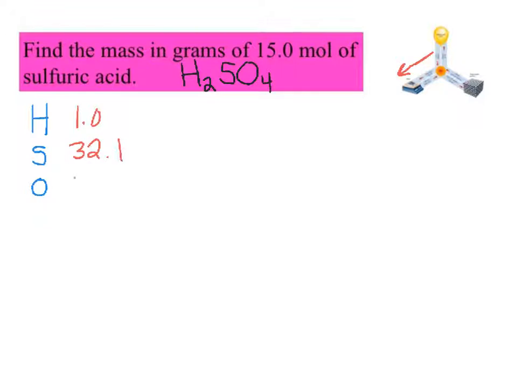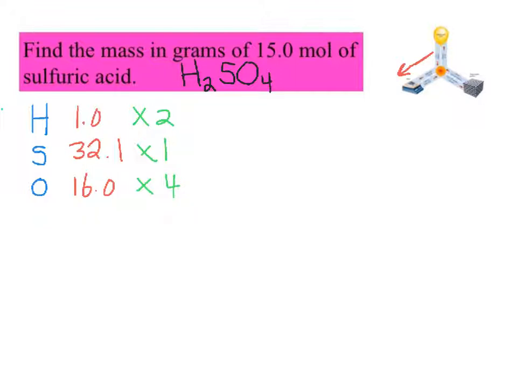And oxygen is 16.0. After a while, you'll probably start to have some of these values memorized, ones that are common like carbon, hydrogen, and oxygen. Some not so much, but you'll always have a periodic table to use, so don't worry about that. Next, I have to find how many of each atom there are, and so with hydrogen, I have 2. So I'm going to multiply this one by 2. Sulfur, I have just 1, and oxygen, I have 4.